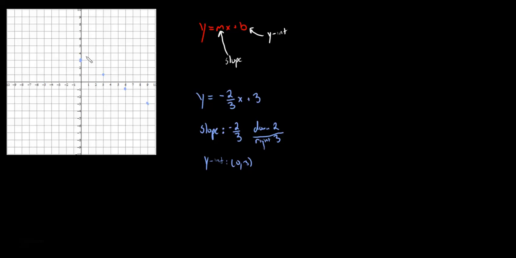And I can also go backwards from the y-intercept, okay? If I went down 2, right 3, to go the other way, I go up 2, left 3. So I can go backwards, up 2, left 3, and up 2, left 3 again. So these can be a bunch of points that are on this line, okay?